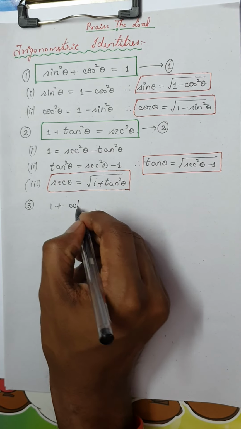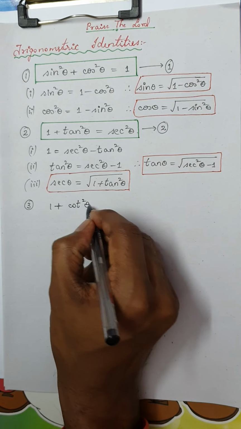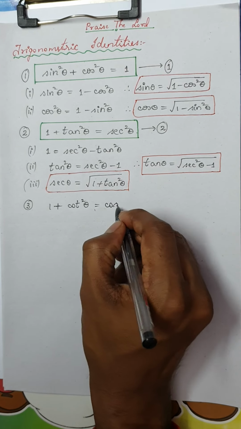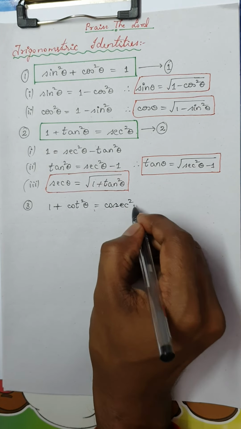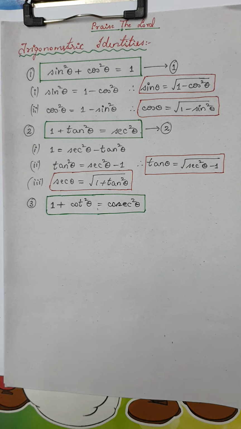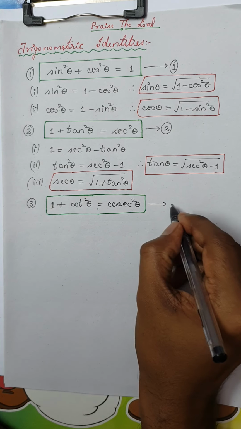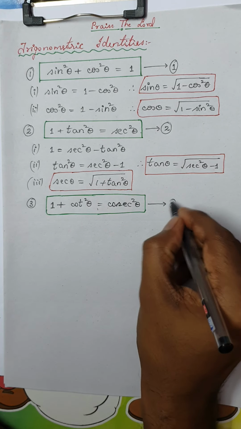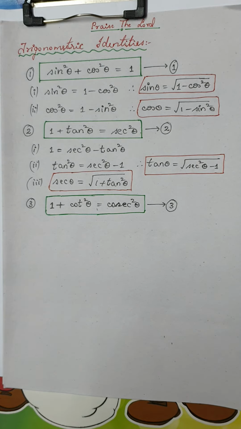1 plus cot square theta is equal to cosecant square theta. So this is the third trigonometric identity. So 1 plus cot square theta is equal to cosecant square theta is the third trigonometric identity.